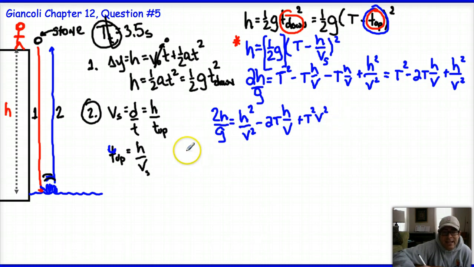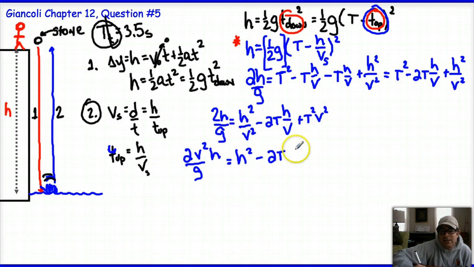So what I get then is 2 times v squared all over g times h. H is in the numerator. I've kind of separated it out here on purpose because, well, we'll see in just a second. And on the right-hand side, I get h squared, and I have to subtract from that 2t times, now I multiply both sides by v squared, so the v in the denominator is going to go away. I'm going to be left with 2v times h. And then finally, my constant t squared, v squared.